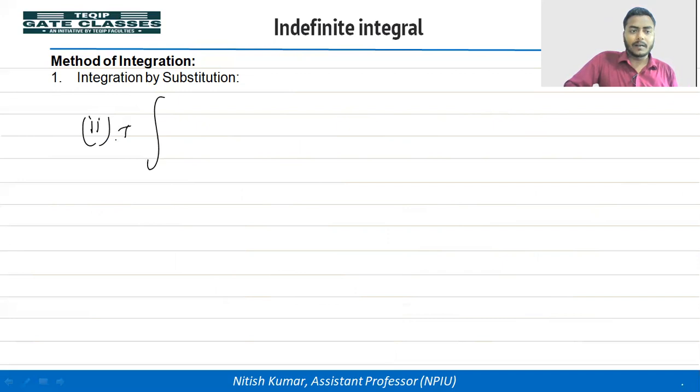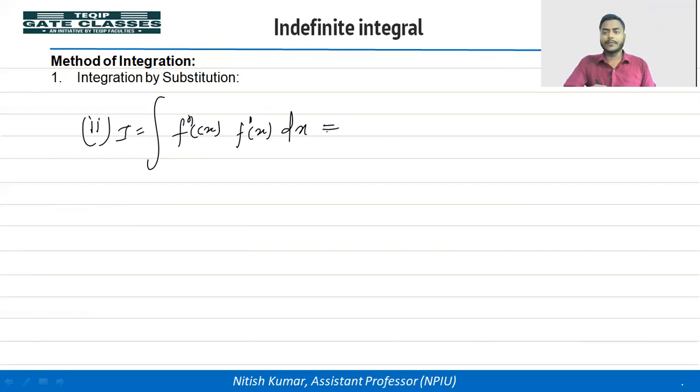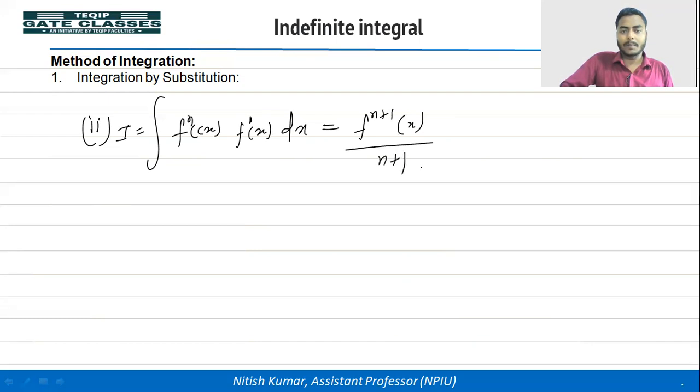The next form we have: if the integration we have to find is in the form of f to the power n of x into f dash x with respect to x, that is, a function to the power n times its derivative, then you can write f to the power n plus 1 divided by n plus 1 plus c. Let's take an example.